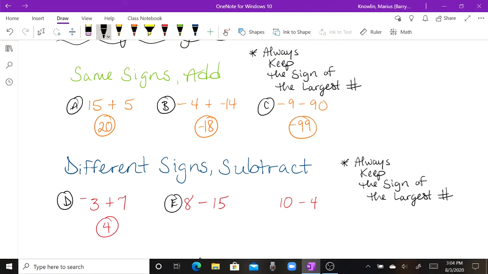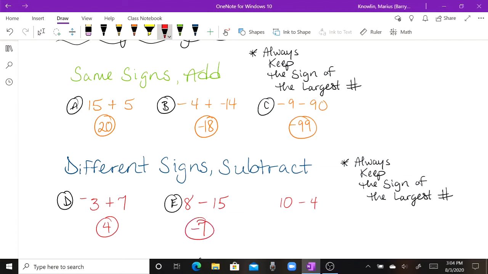Okay? Let's take a look at E. E says positive 8 minus 15. Well, really, we're looking at a positive 8 and a negative 15, right? So with that being said, we're going to subtract: 15 minus 8 is 7. But the 15 is the larger number, and the 15 is negative, so that's going to be negative 7.